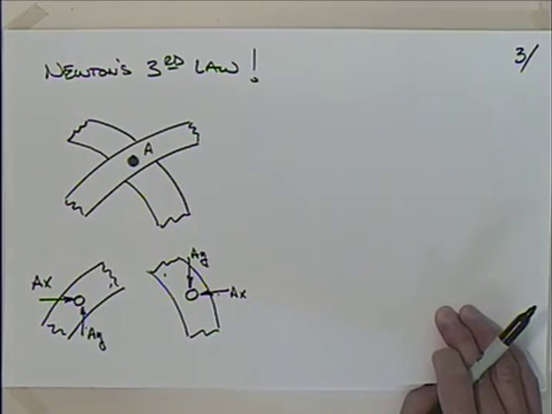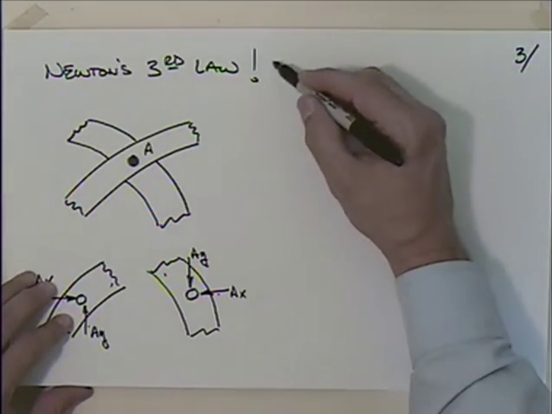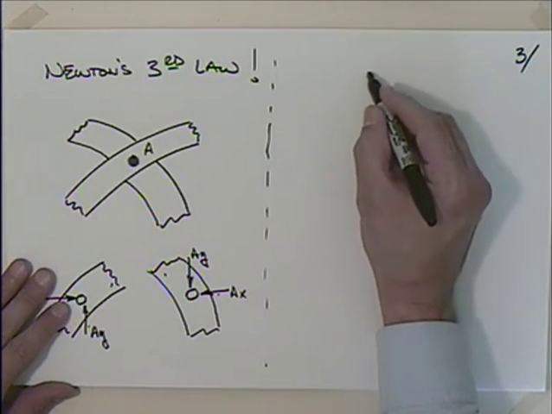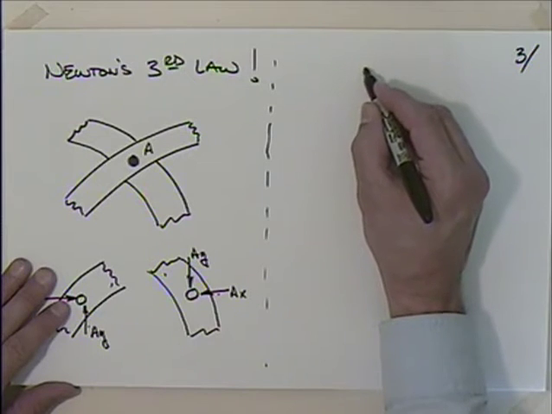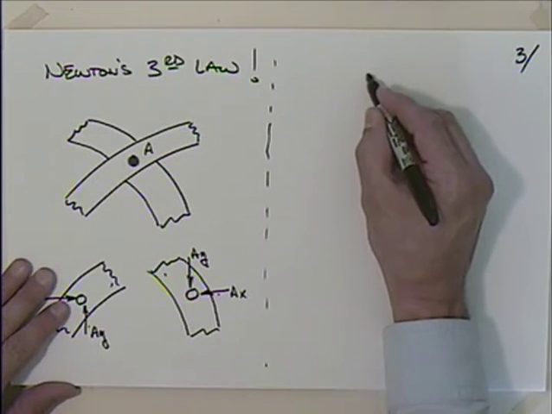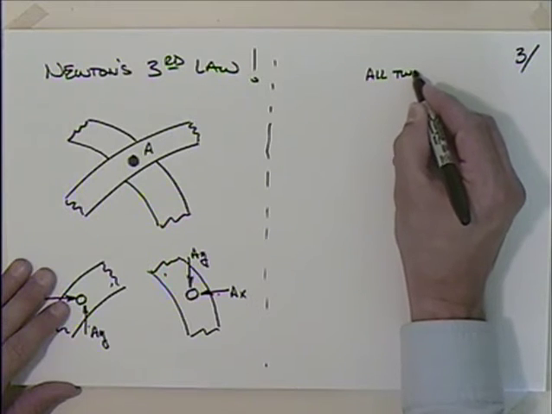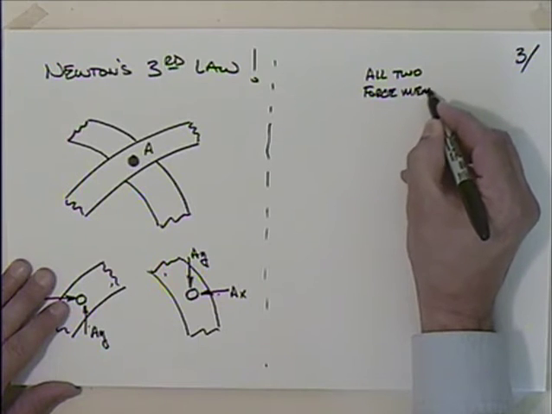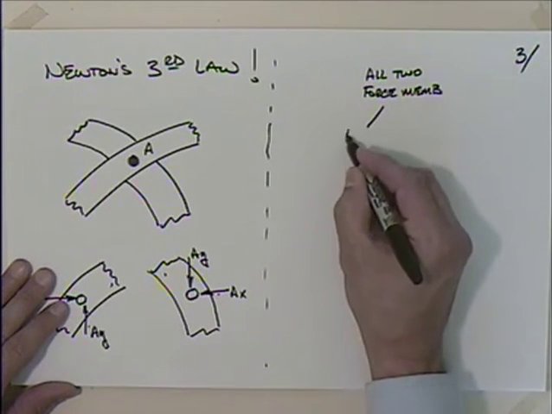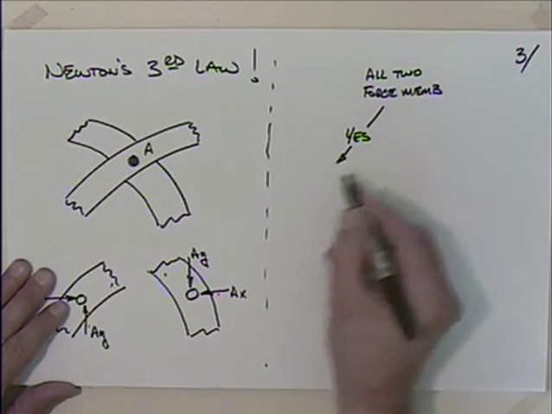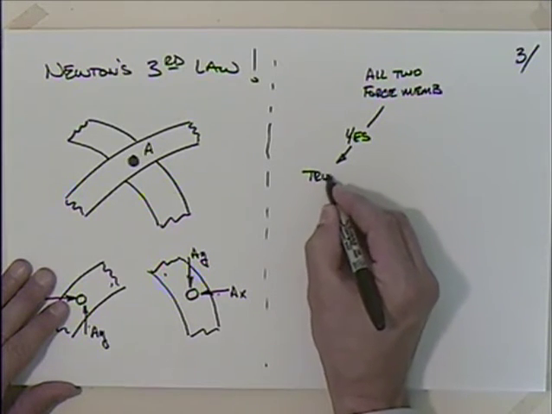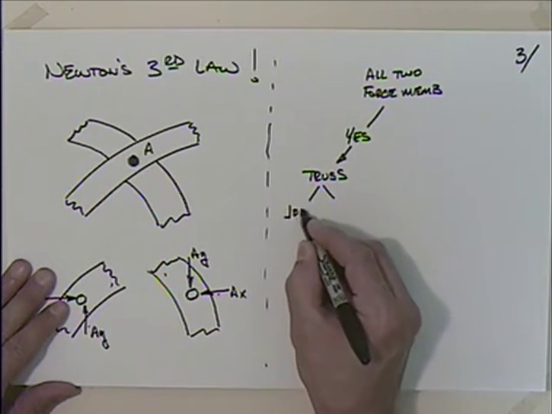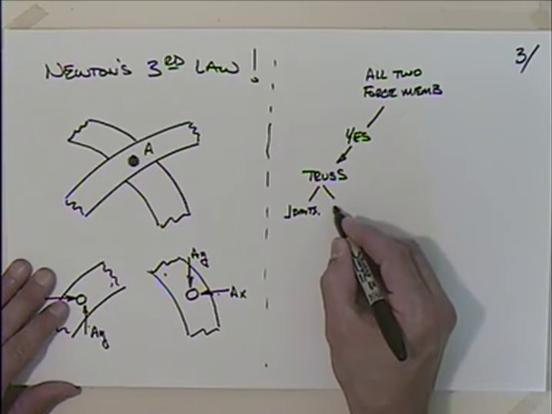Well, I guess the last thing we might do is talk about how we're going to go through a problem. So if we were to build a very crude flow chart here, we might ask first, is it all two force members? Okay, if the answer is yes, it's a truss, and we could do a couple different ways. We've got method of joints, and we have method of sections.